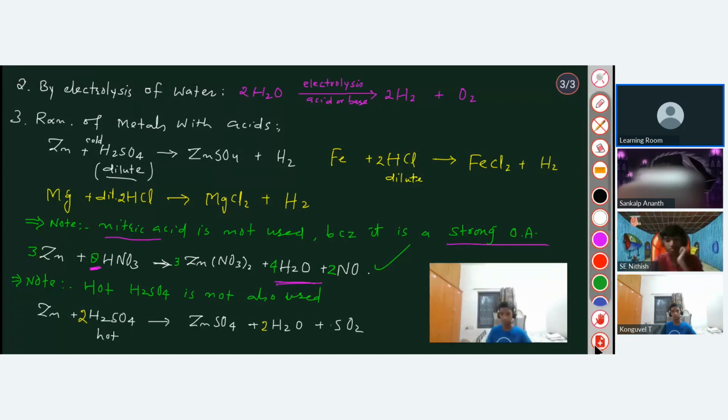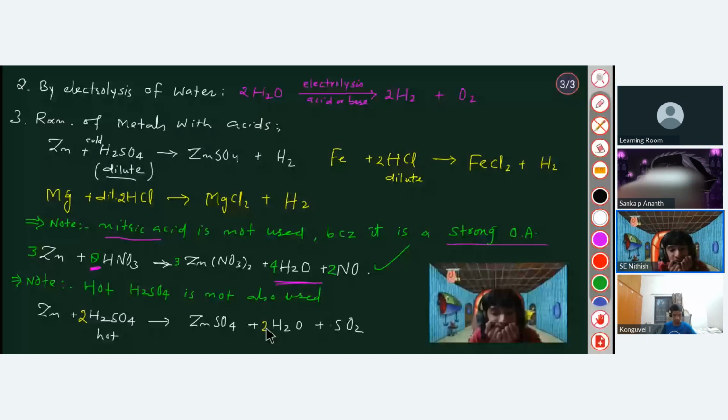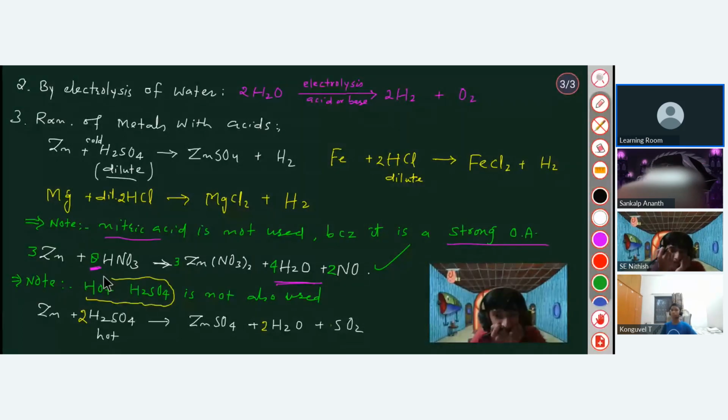These two things are very important. Nitric acid is not used because it will produce water and NO. Similarly, hot H2SO4 is also not used because it will just produce sulfur dioxide. For nitric acid, it's not used because it is a strong oxidizing agent. Hot H2SO4 also acts as a strong oxidizing agent. The reason is the same.